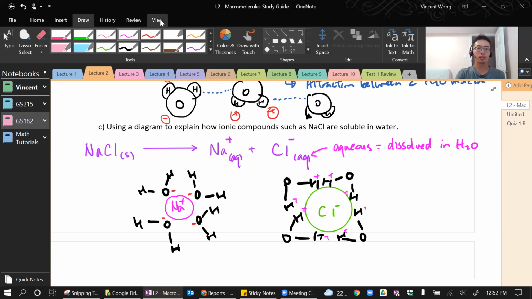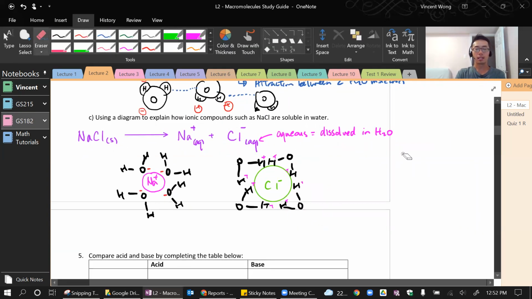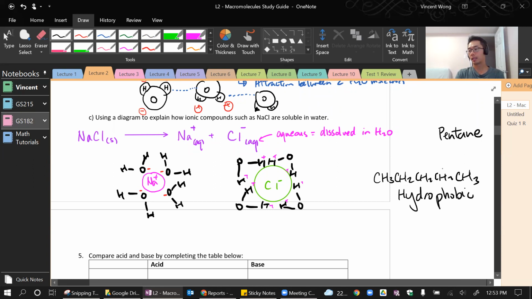Now, if you have a molecule that is non-polar, something like this, like a hydrocarbon, CH3, CH2, CH2, CH2, CH3, something like this. Right? This is like pentane, this was called, right? This has no charge. There's no negative, no positive anywhere. Then water will not be able to surround it. It's too big to form these kind of interactions, and it will not dissolve in water. So that's going to be hydrophobic. Right? Afraid of water, hydrophobic.